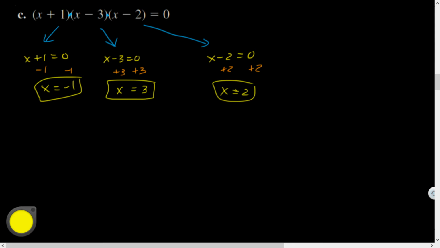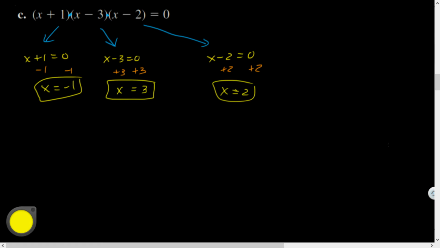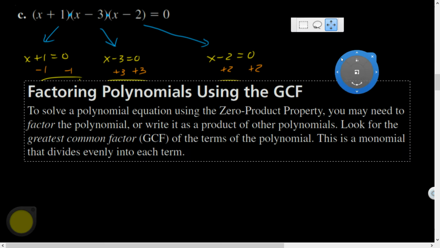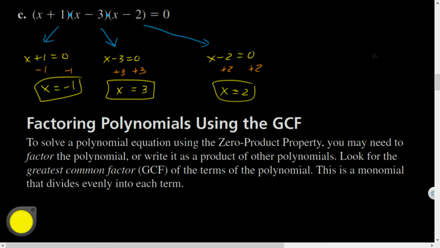All right. Now, we've given you problems where these were already factored. For the rest of this chapter, I'm going to help you get things into factored form so that you can use this zero product property. The first way we're going to talk about factoring is using the GCF, greatest common factor, which will allow me to write a polynomial as the product of these things.